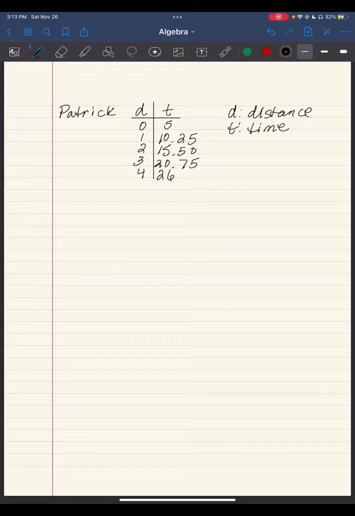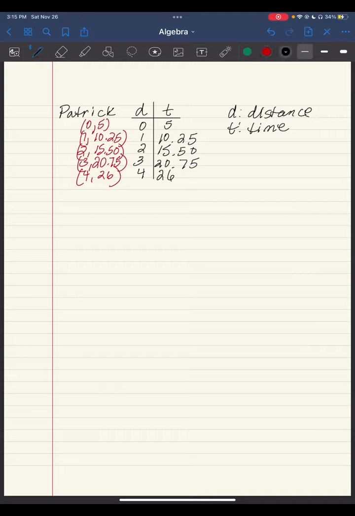Is Patrick fast? Is he slow? Who can say? But we know that these are points. We know that this is 0, 5, 1, 10.25, so you can go ahead and write all these. 2, 15.50, 3, 20.75, is that right? And 4, 26. These are all points here that represent Patrick's distance and his time. We could graph these points if we wanted to, but there's something interesting going on here.